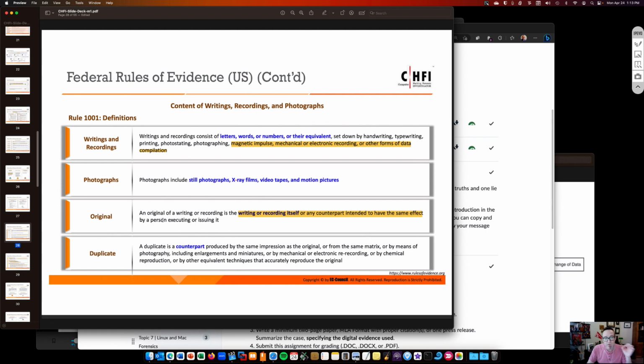And then we have here about federal rules with the 1001 of definitions. Writing, photographs, and originals. This is what I talked about before. A writing's original must be the recording itself. So again, duplicate. This is an important aspect right here.